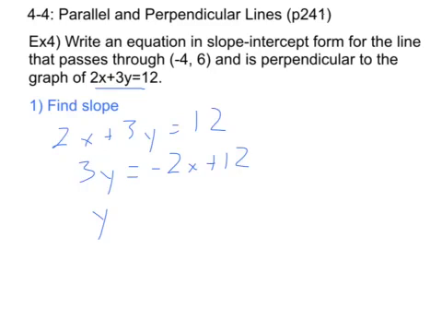Now I'm going to divide by 3 to get that 3y out of there. 3y divided by 3 is y. Negative 2x divided by 3 is negative 2/3 x. And then 12 divided by 3 is 4. So I've got y equals negative 2/3 x plus 4. So that means my m is negative 2/3.